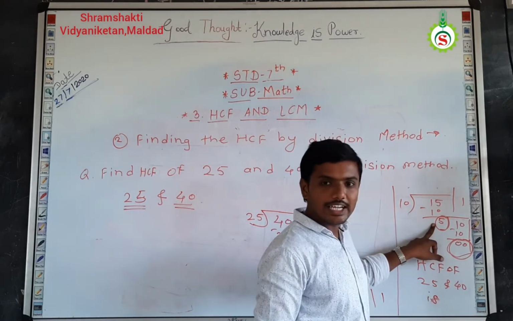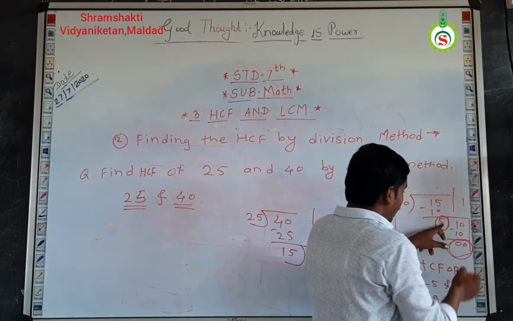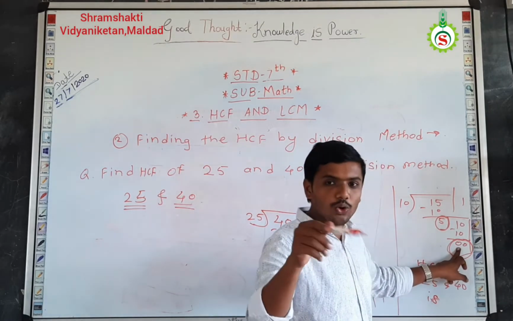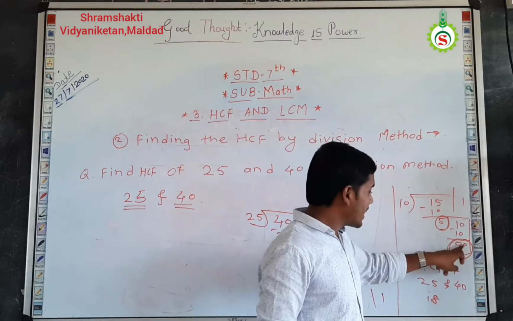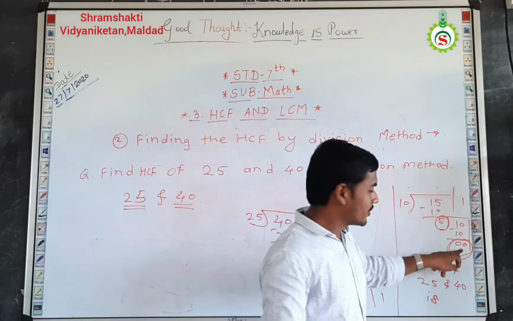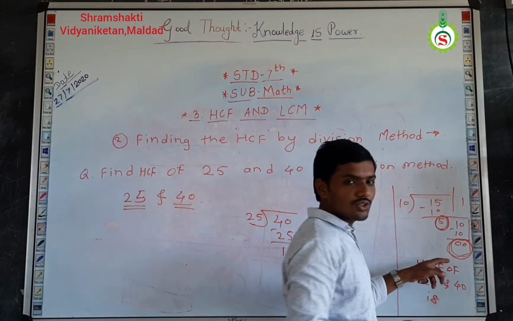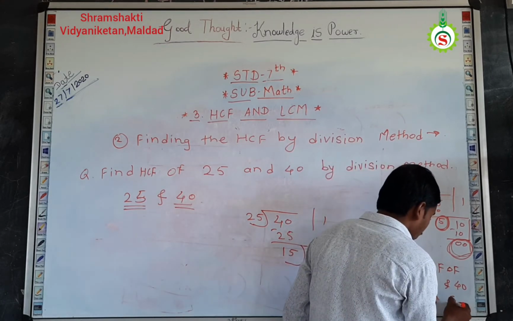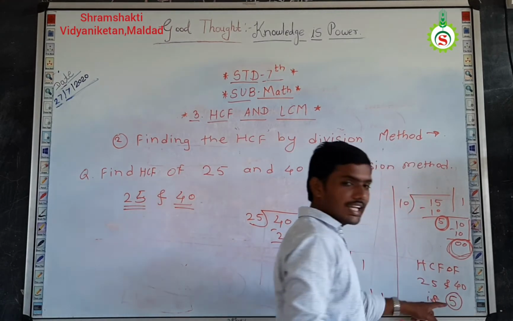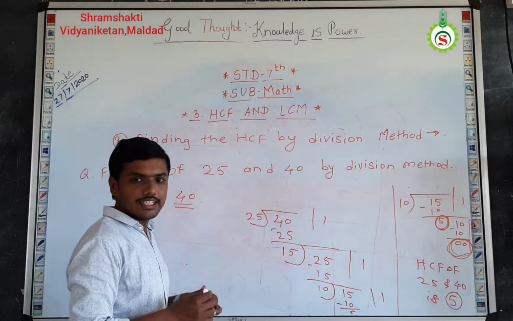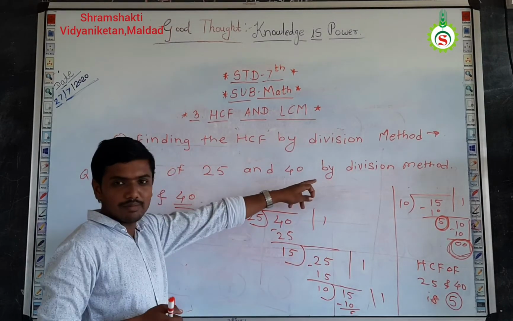Why that 5 is the HCF? Because for 5 as the divisor, we will get 0 as a remainder. That means here we have to stop. So if we stop here, then that divisor is called as HCF for the given numbers. So which is the HCF? 5 is the HCF. So how I have found out the HCF for the given numbers by division method?